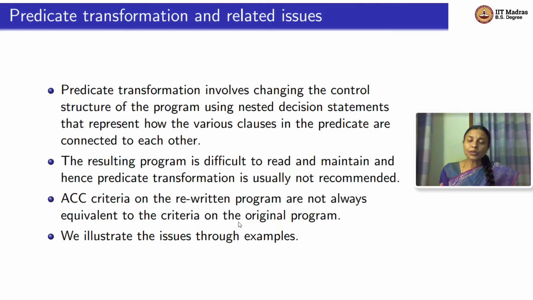So the reason for predicate transformation is that a predicate has more than one clause, and you are rewriting it by adding extra control flow structure to ensure that the predicate at any point in time has single clauses. If I have a single clause, then I can consider only predicate coverage for that sequence of predicates. But the problem is that the sequence of predicates for which you do predicate coverage doesn't seem to be equivalent to doing active clause coverage on the original predicate. So one of the reasons, overcoming the difficulty of active clause coverage criteria, does not hold here. We'll illustrate all these issues through some examples.